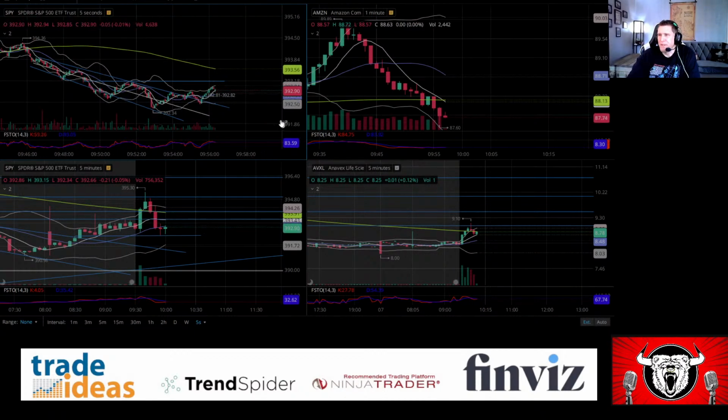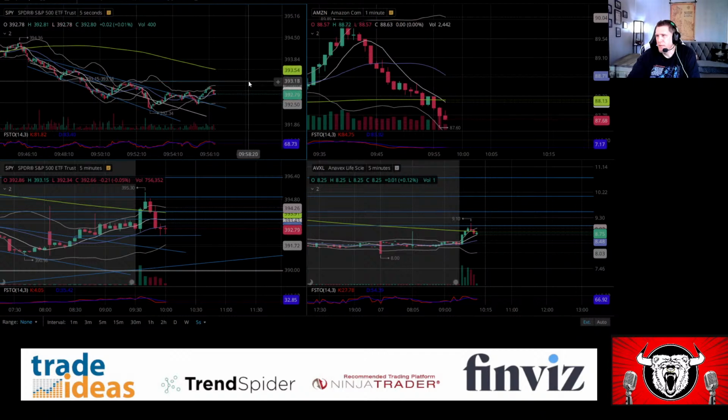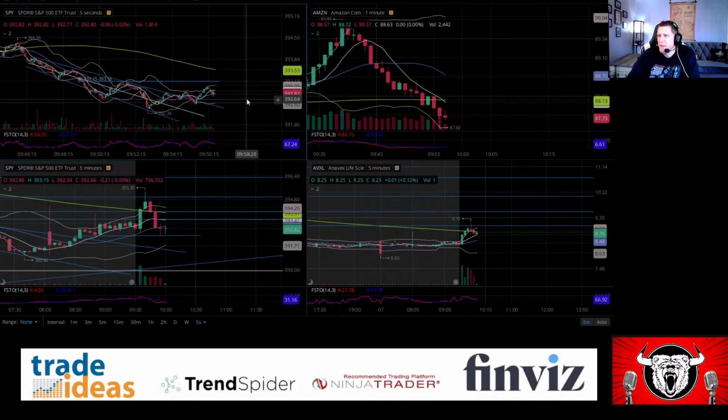Here's a great little setup that I'm looking at here. This is a descending channel on a 5-second chart. Perfect break. Looking for a target retracement up to the 50%, 393.18 is where it happened to be. Doesn't necessarily mean it's going to get there in the first couple of licks here. And this can fail right here, actually.